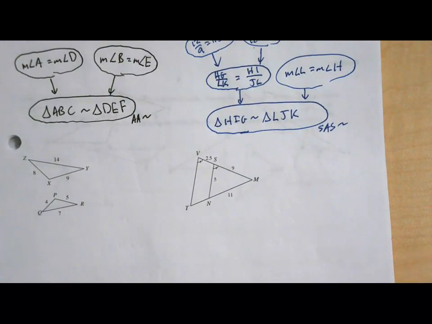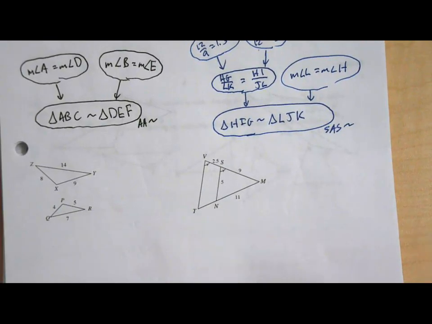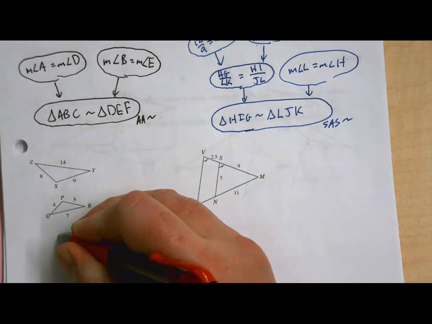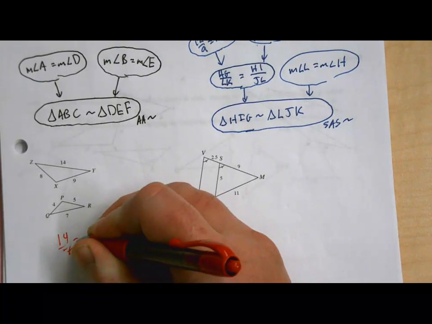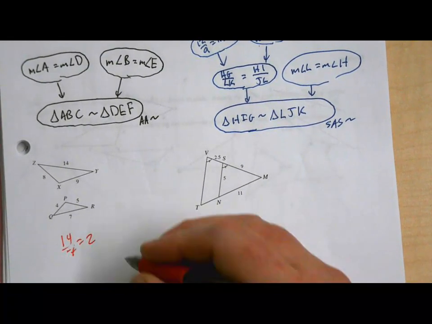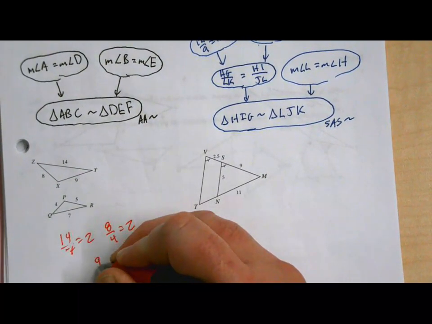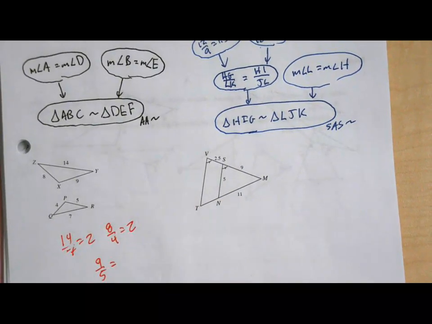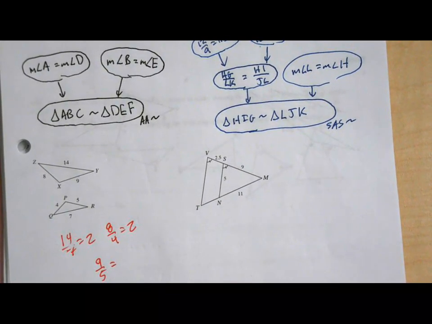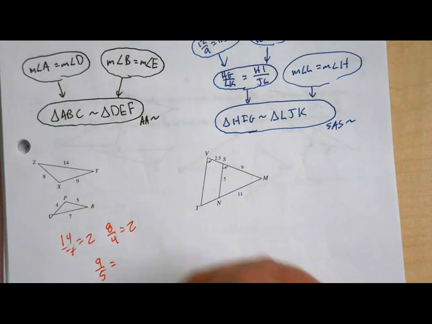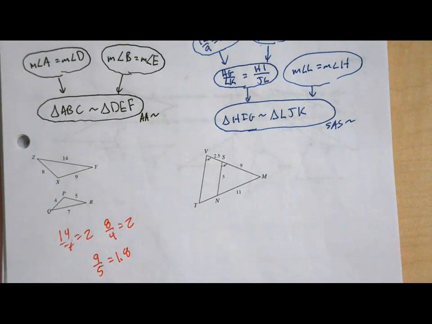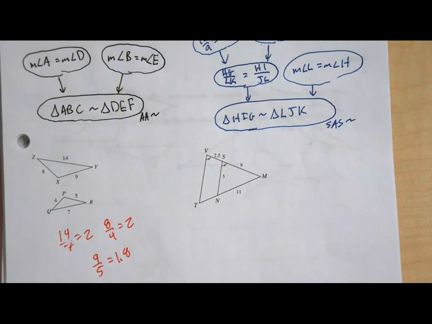All right, this next one turns out is not similar, because if we start making ratios, if we do 14 over 7, that's 2. If I do 8 over 4, that's 2, but unfortunately, 9 over 5 is not 2. It's 1.8. So these triangles are not similar because the ratios don't match. So we would just write not similar.